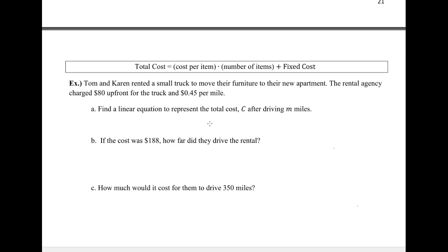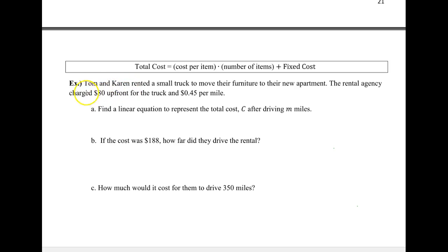The next two examples are going to be in this form, talking about total cost of something. In general, there's what we call a fixed cost, meaning no matter how many miles you go or how many classes you take, you still have to pay this fixed cost either way. And then there's a variable cost, meaning it's a certain amount that you have to pay per item. For each item you have to pay that amount.